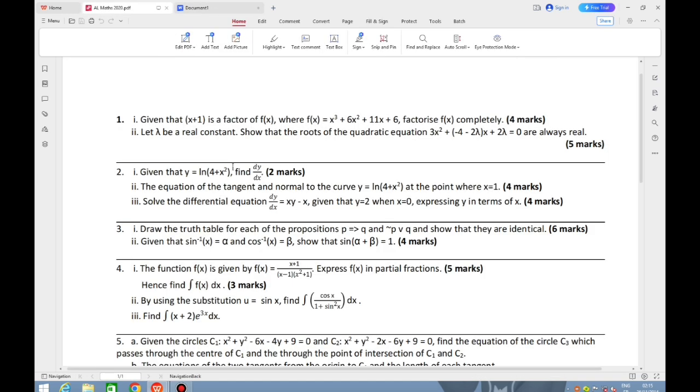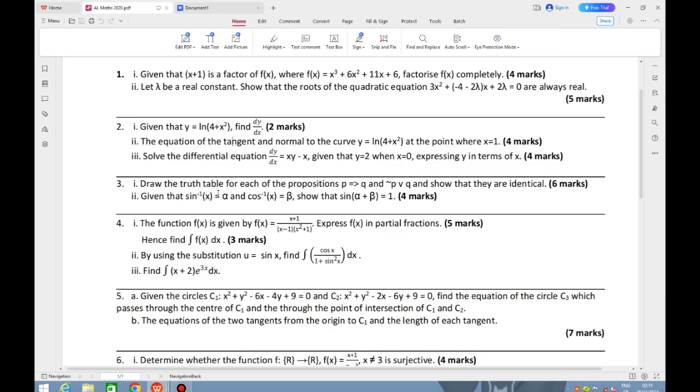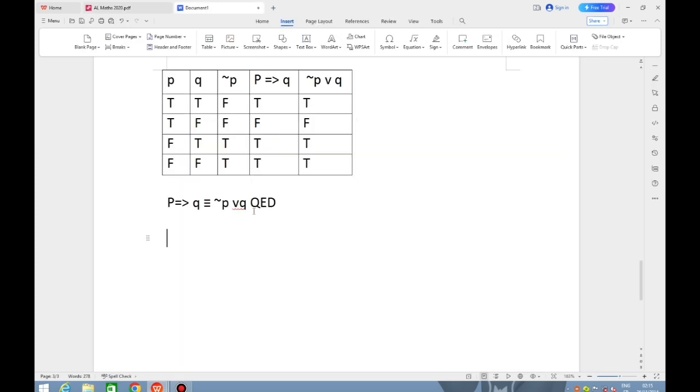And now I move to question 3 Roman 2, which says given that sin inverse x equals alpha and cos inverse x equals beta, show that sin of alpha plus beta is always equal to 1. Now to understand this, you simply need to understand the relationship between sine and cos.